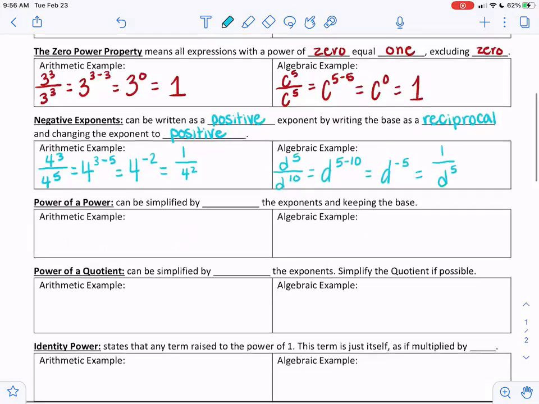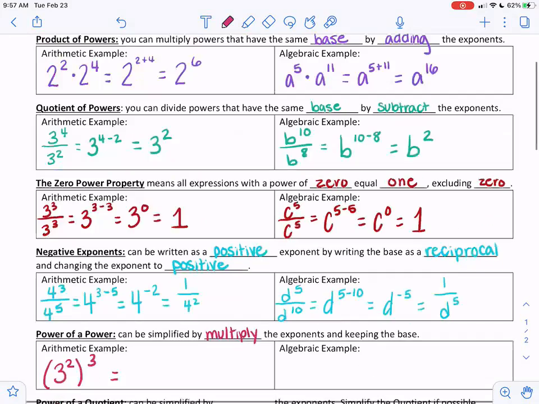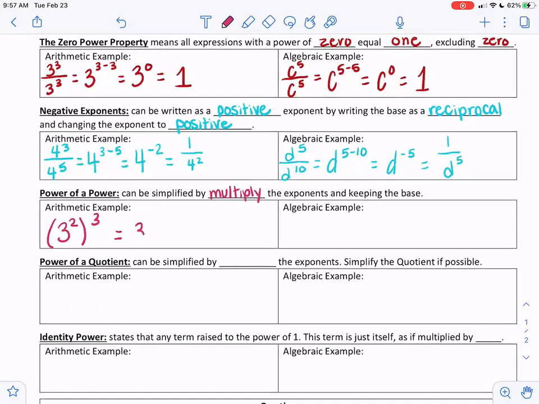All right, so let's talk about a power of a power. A power of a power can be simplified by multiplying the exponents and keeping the base. So what I mean by that is if I have 3 to the 2nd power, all raised to the 3rd power, we're going to multiply. Just like when we multiplied separate powers we added, now we're going to multiply them. So 3 squared times 3 would give me 3 to the 6th power.